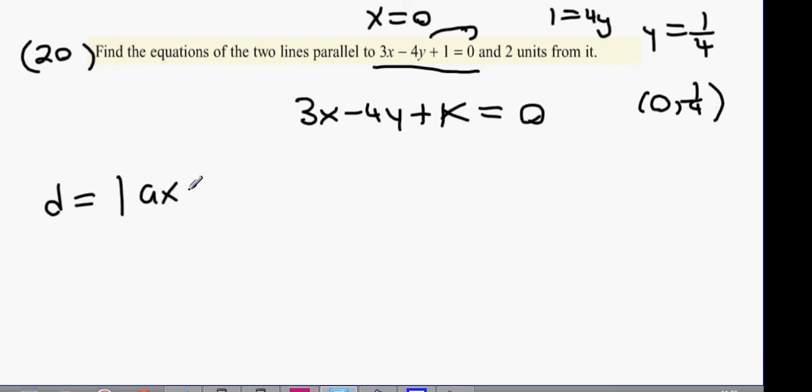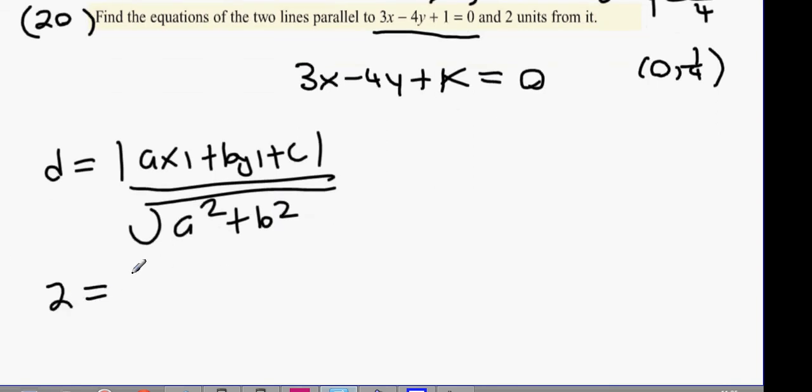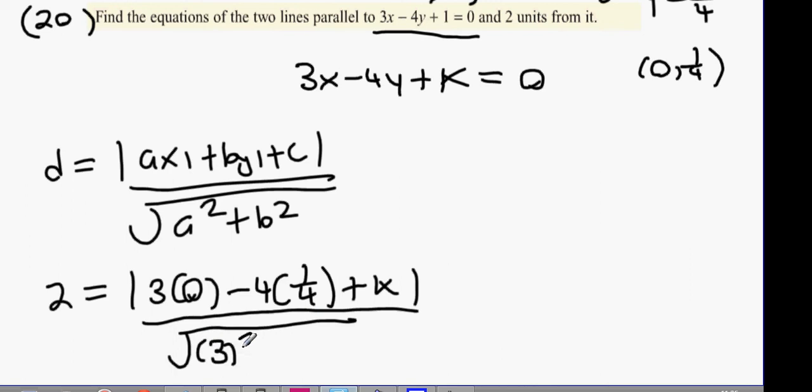Now use the D formula, ax1 plus by1 plus c all over the square root of a squared plus b squared. Now let's see what happens here. D equals 2, a is 3, x1 is 0, b is minus 4. So it's going to be minus 4 times y1, which is minus 4 times a quarter, which is quite convenient for us. And then the c value is going to be k, all over a squared plus b squared, which is going to be 3 squared plus minus 4 squared.